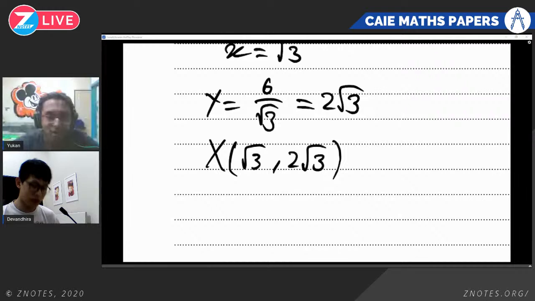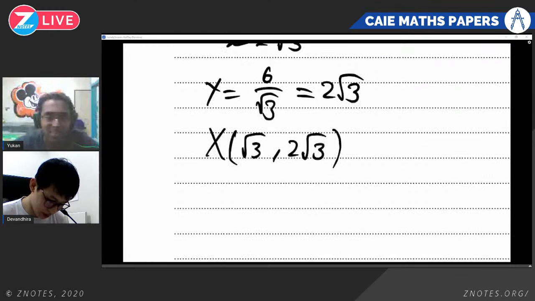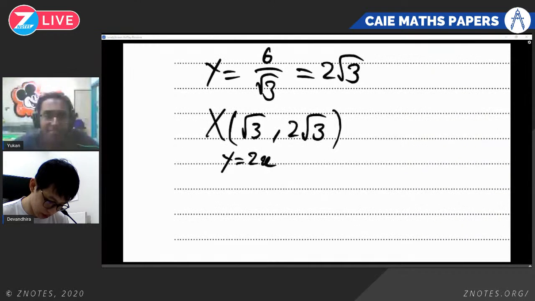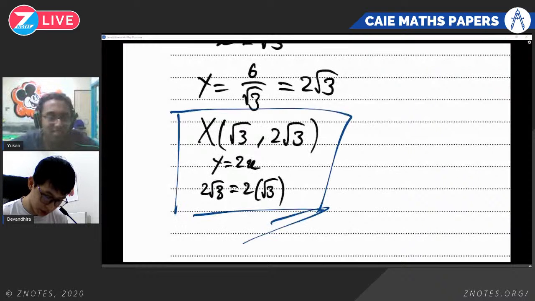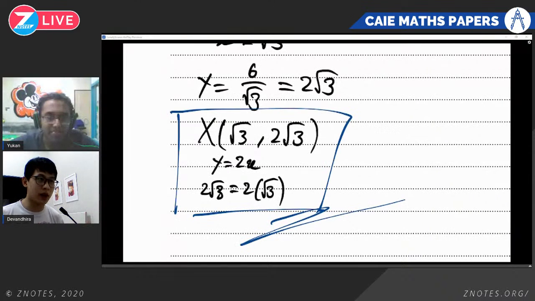Yeah, we can notice that if x is the root of 3, then if we just multiply it by 2, it's obviously 2 root of 3. So it lies on the line. Okay, so there you go. Just box the answer, and we're done. Agree?